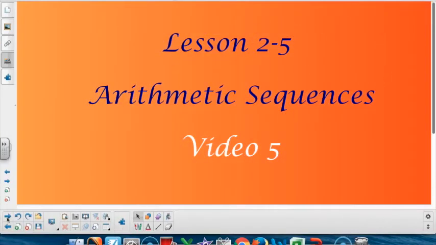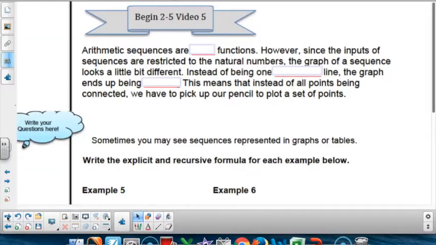Video 5, let's go ahead and get to it. So I've already alluded to the fact that arithmetic sequences are linear functions. However, since the inputs are restricted and we can't plug in anything we want, the graph is going to look a bit different. It's not going to be a nice pretty line.